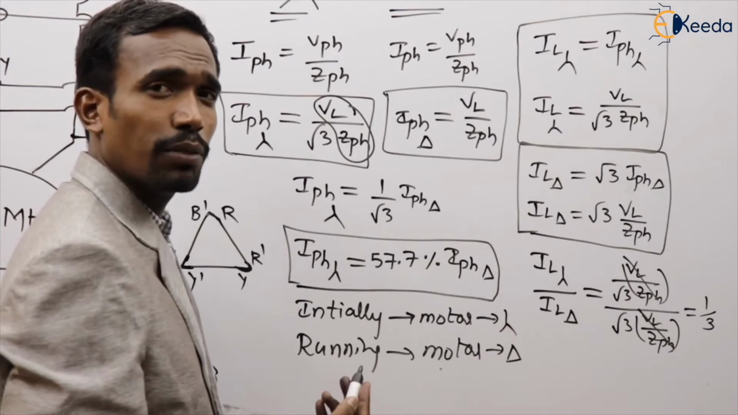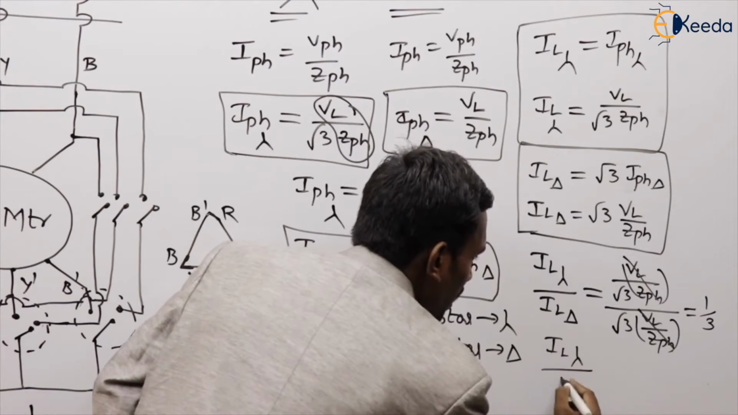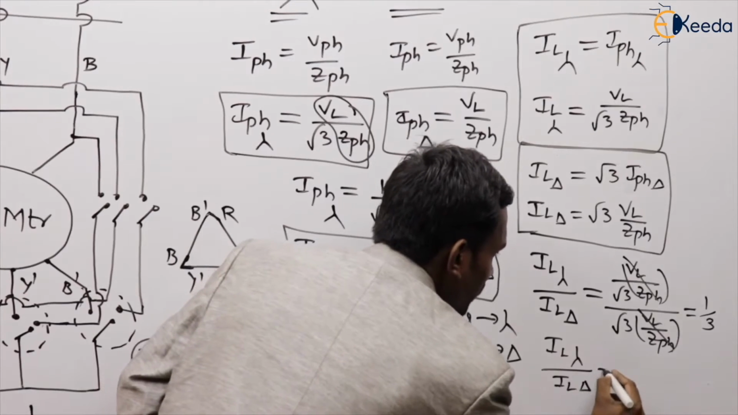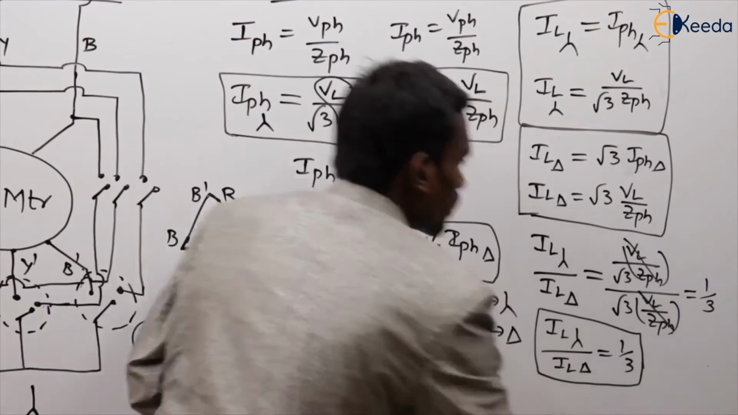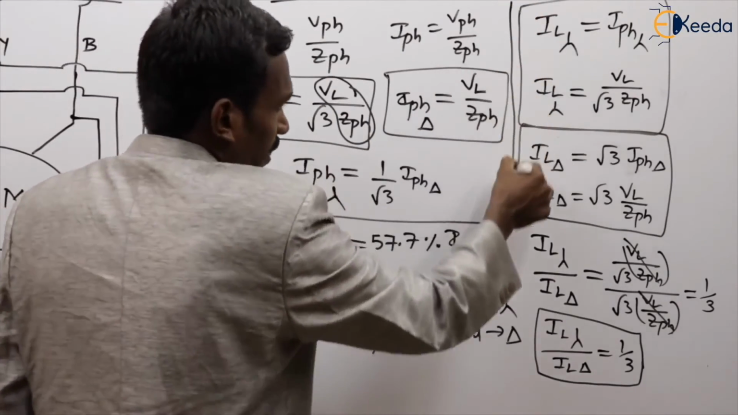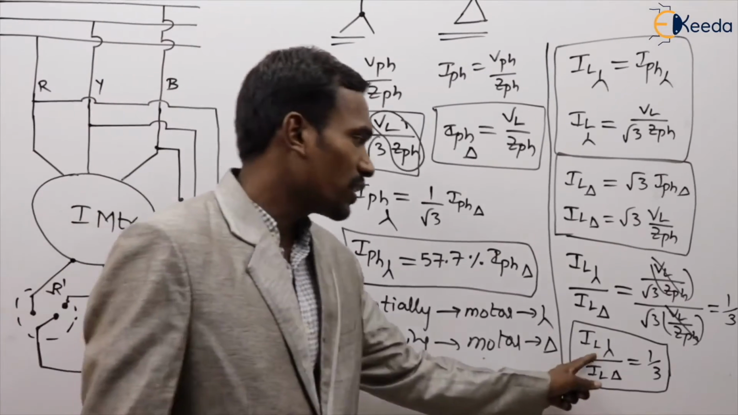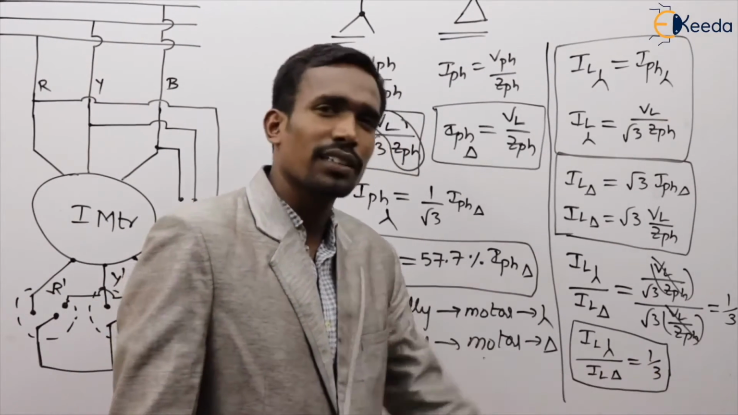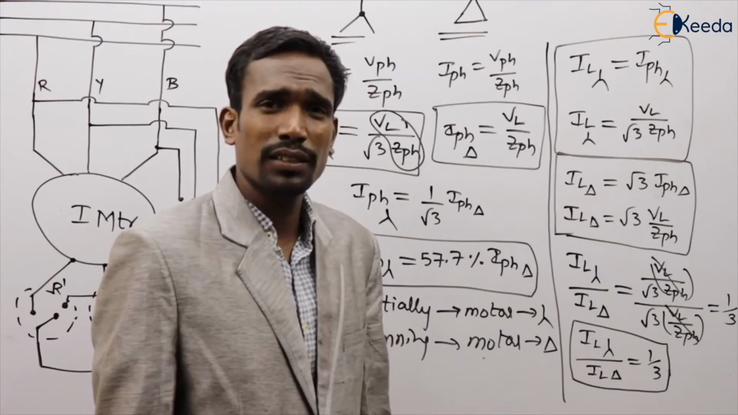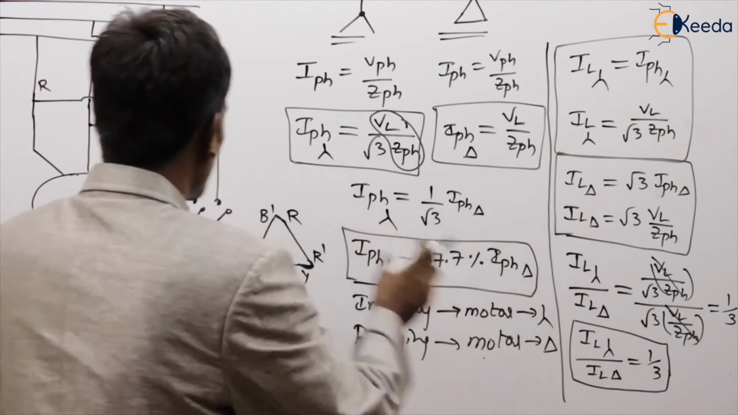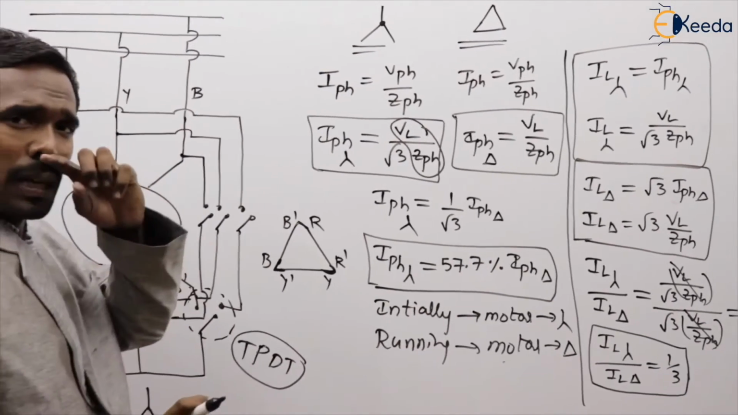Very important. The line current in star to the line current in delta is equal to 1 by 3. Yes, this is very important. Okay, completed up to here.